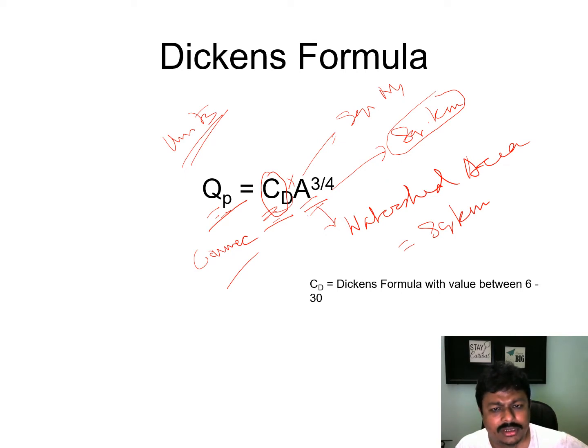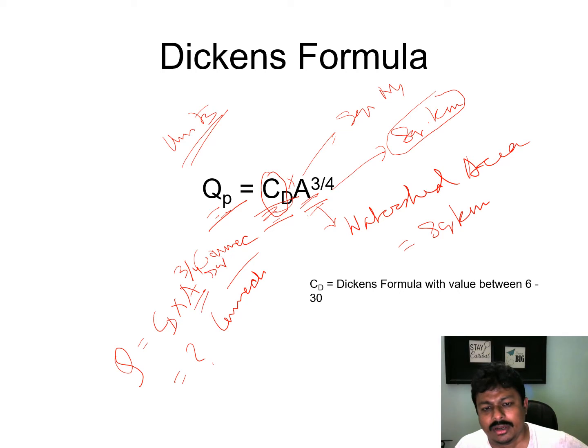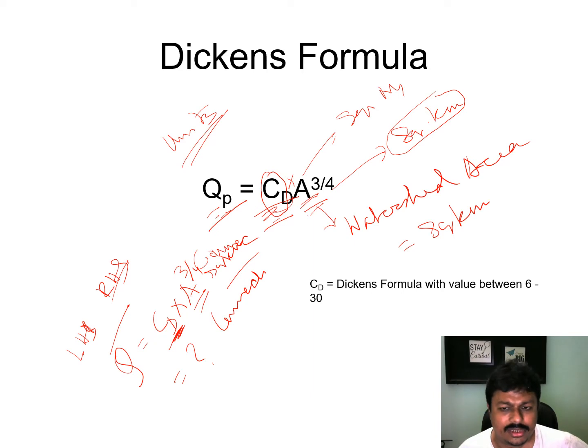As in most of the books, the calculations are shown in this way. So if you have been given the Dickens coefficient and area, you will straight away multiply CD with area to the power 3 by 4, and you will get the result in cumec, although this area will be in square kilometer and CD has no units. So yes, the units on the LHS and RHS will not be the same, but as the majority of the books show the calculation of the Dickens formula in this way, we'll follow this process of calculating QP with the help of the Dickens formula.